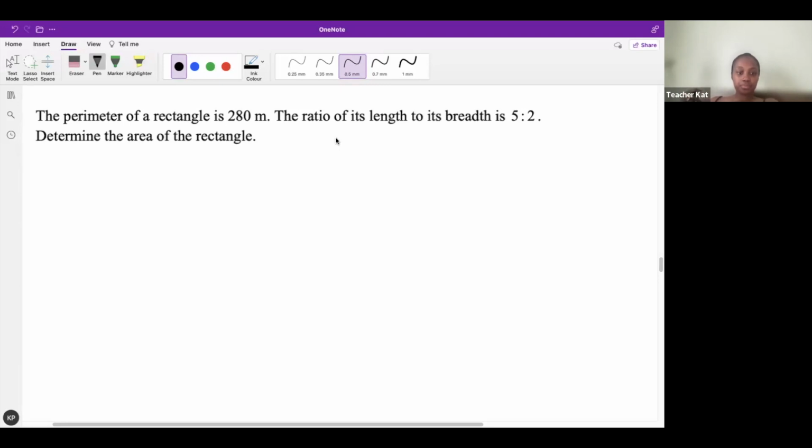Can I have more responses, please, than Afani? No, says Dewaho. No, guys, this is just the ratio, remember? It can't be 5 because perimeter is what? 5 plus 5 plus 2 plus 2. Is that equal to 280? No, this is equal to 14. So the length can't be 5 and the breadth cannot be 2.